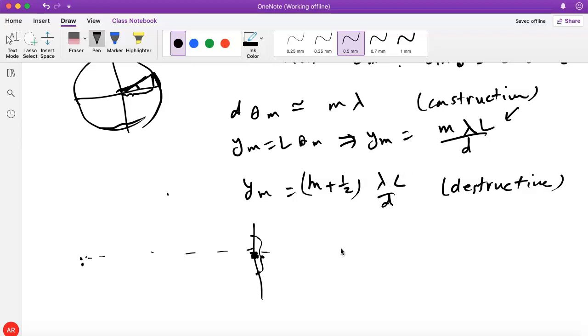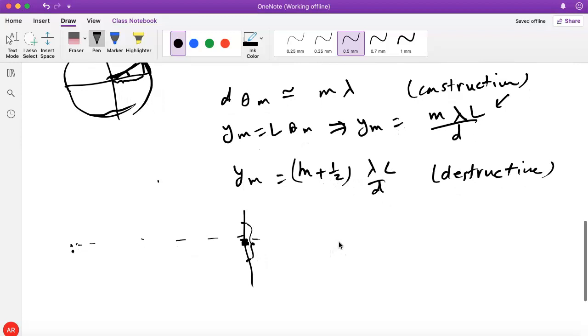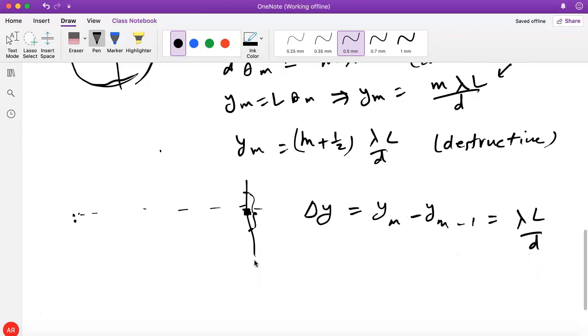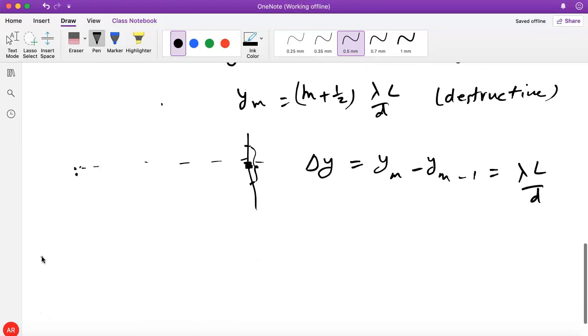Another thing was, if you pick two consecutive fringes, let's say for m and m plus 1, then in this approximation the distance delta y becomes independent of m. Right, so if you take either, both for constructive or destructive, that's just lambda L over d. So that's also a useful expression to have in mind. Okay, so let's continue this discussion.